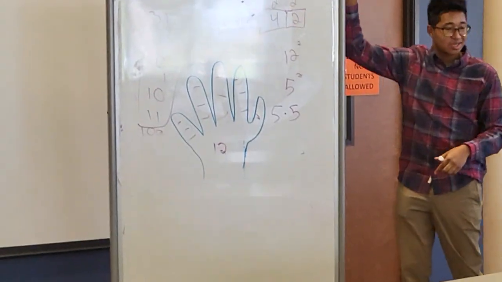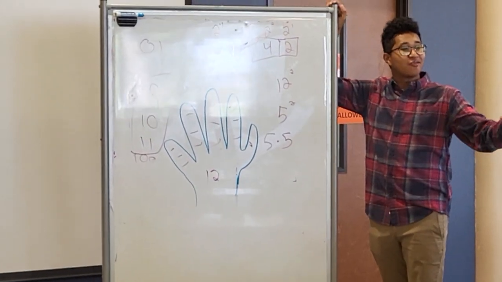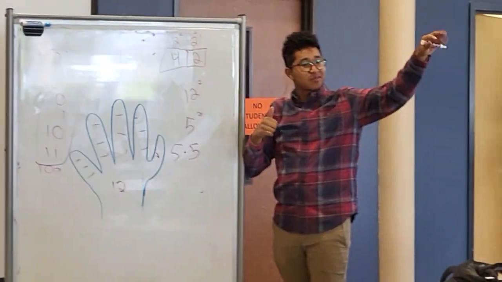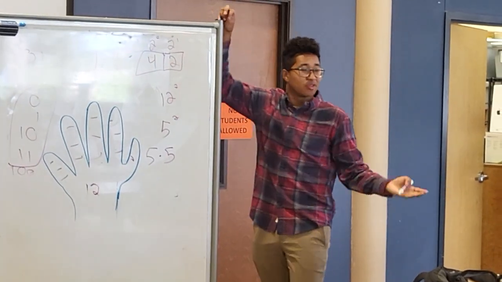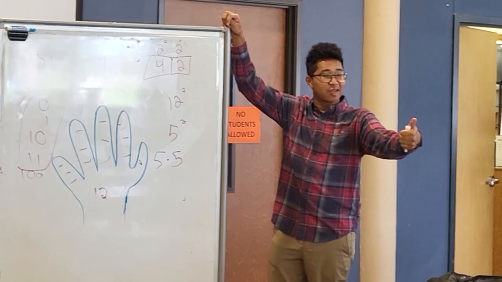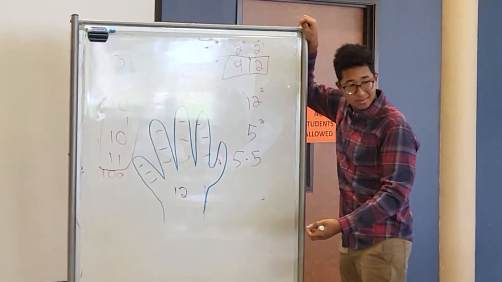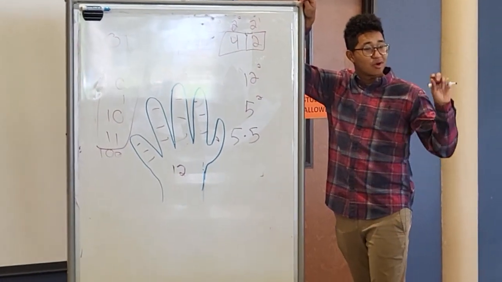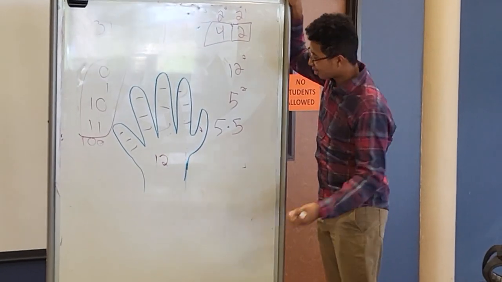You can do it 12 times. So you can count to 25, 1, 2, 3, 4, 5, 6, 7, 8, 9, 10, 11, 12, 13, 14, 15, all the way to 25, with only your fingers. And that's just one hand.